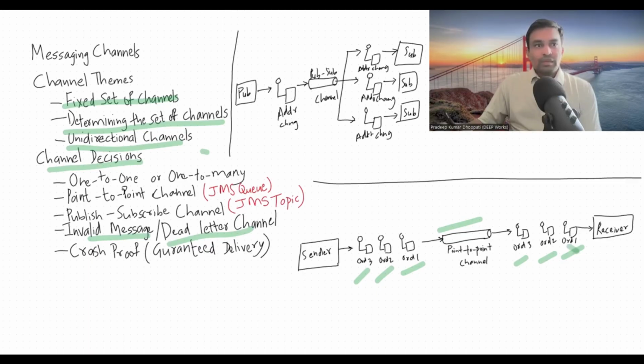Now, let's compare it with the one-to-many or publish-subscribe channel. For example, in the same enterprise, there is a business use case where you have a customer in your database, or you maintain customer related data, and the customer wishes to update his address.